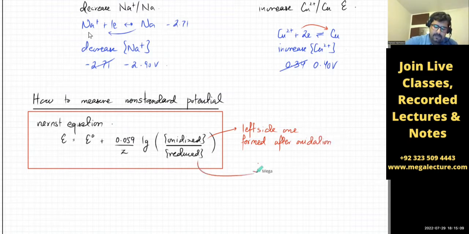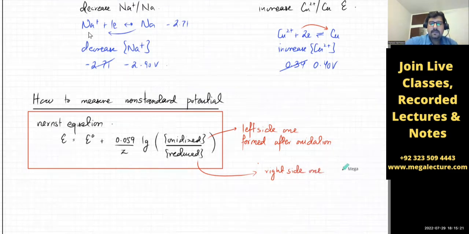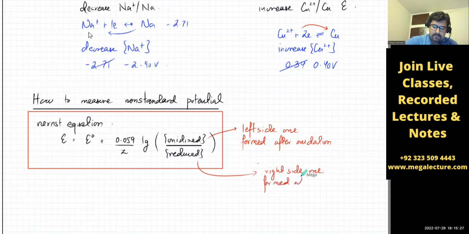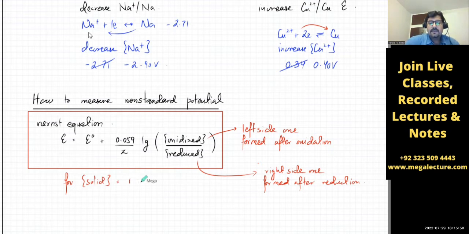And the reduced is the right side one. Okay, that is the one that is formed after reduction. Achha, you wouldn't get a question on gases. For solids, remember the concentration is always taken as 1. Solids have a constant concentration.